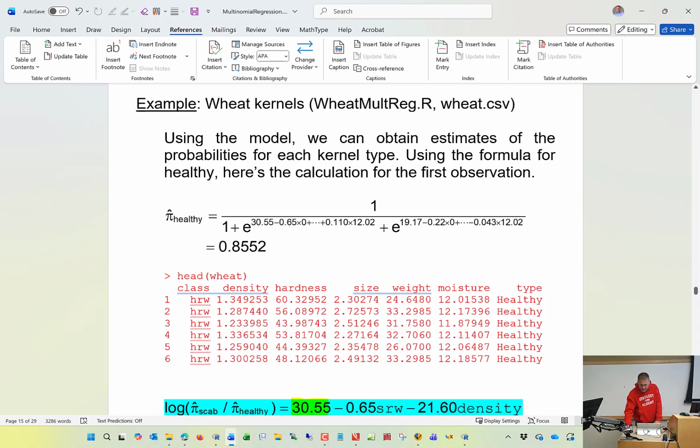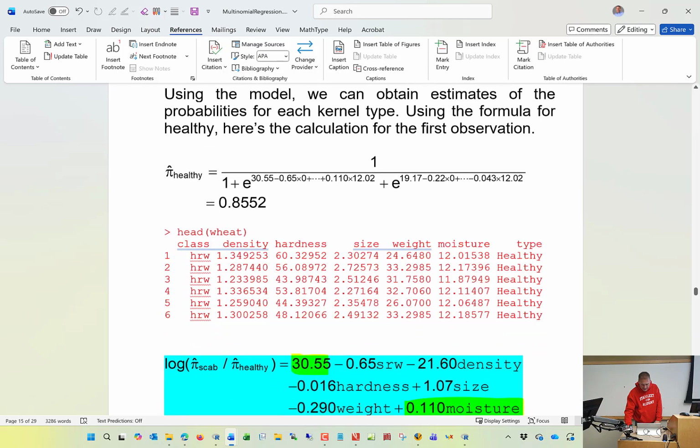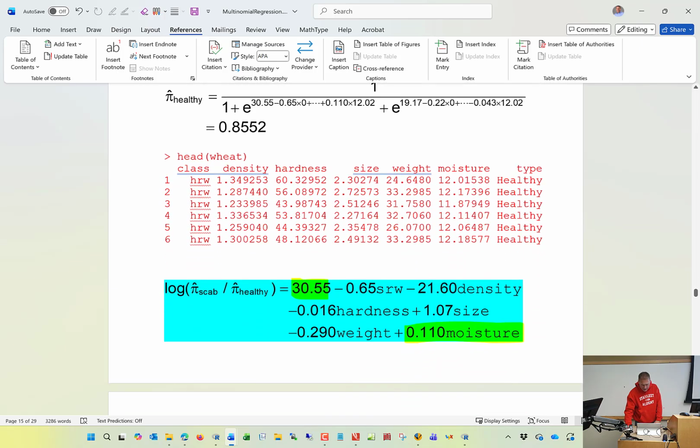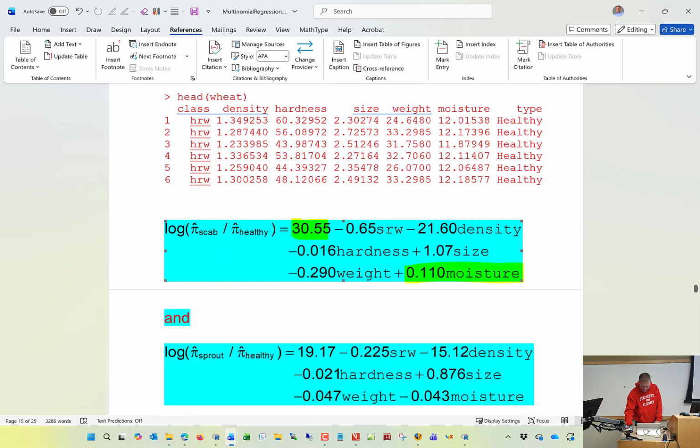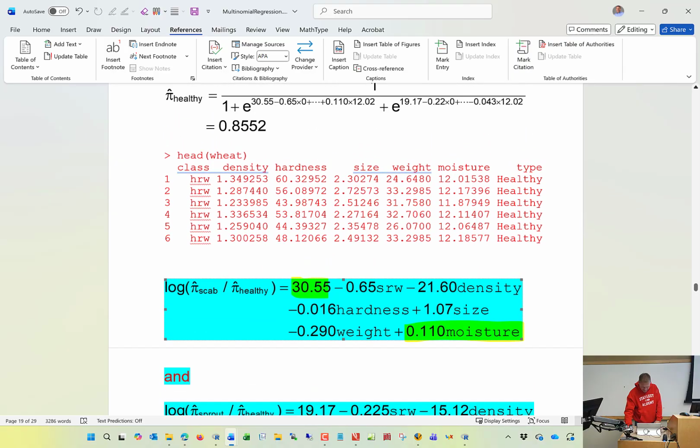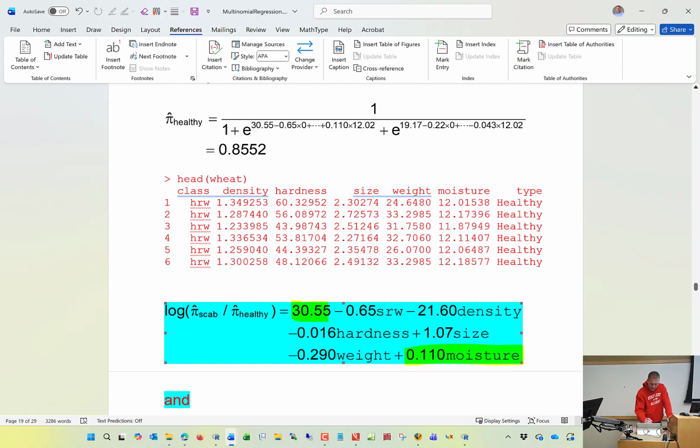So this is the wheat example. Here's the actual model, or at least part of the model. I don't think I can get the whole model on there without taking some stuff away. So the one category was healthy. Remember, we have healthy, scab, and sprout wheat kernels. And if I take this expression for what pi is, put it here, plug in the corresponding estimated parameter values, and also the corresponding data values, this is what I get.